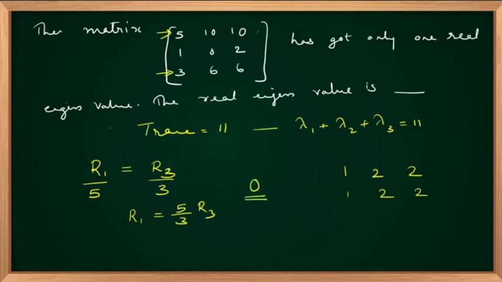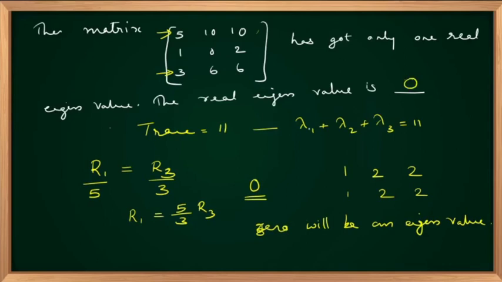If the determinant of any matrix is 0, then 0 is going to be an eigenvalue. Okay? And another thing is 0 is a real number. In this particular question, they have given that the matrix has only one real eigenvalue. And I am sure that 0 is an eigenvalue. So that real eigenvalue must be 0.